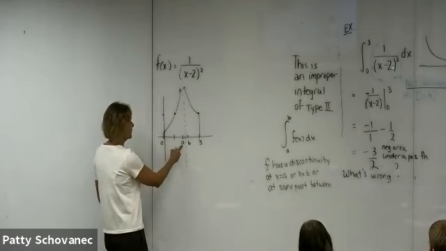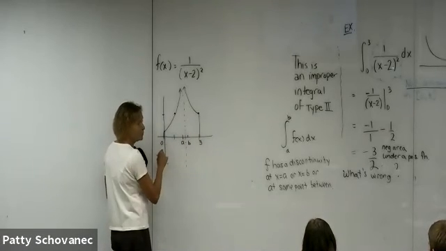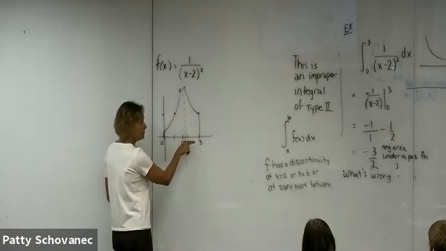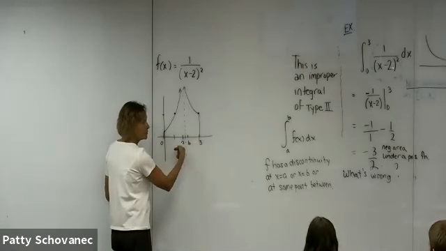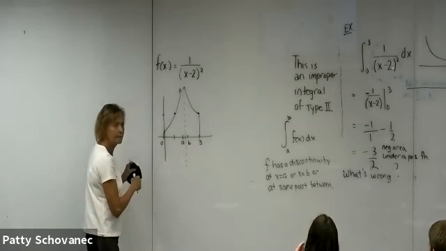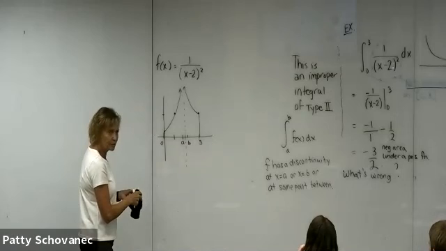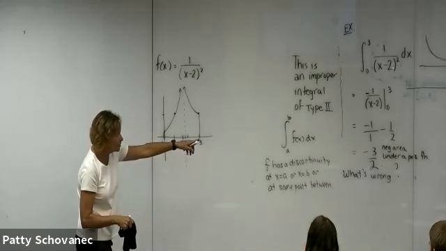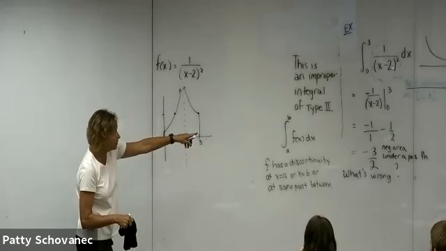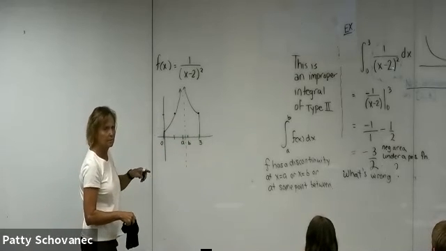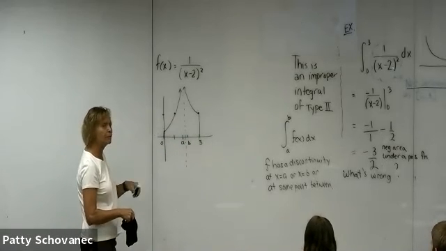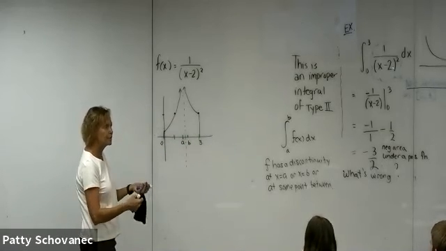And then I'm going to get a function of A and a function of B, and I'm going to take the limit as A goes to 2 from the left, and I'm going to take the limit as B goes to 2 from the right. If one or both of those limits do not exist, then we'll claim that this integral diverges. But if the integral attains a value, then the integral will converge to that value.